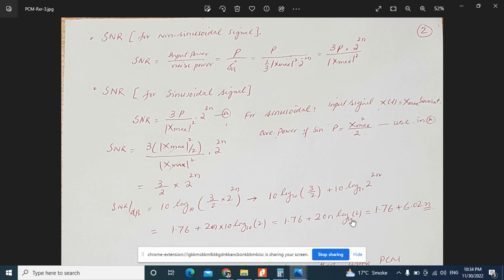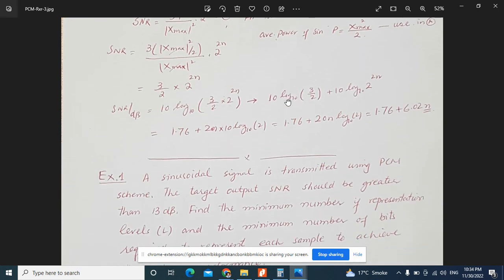So this is for the SNR in dB. So you can write the SNR in dB. So that is 1.76 plus 6.02 n.